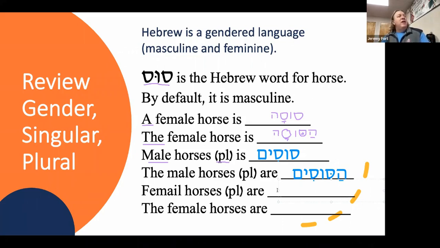All right. If I wanted to do female horses, plural, what would that one be? Just any group of female horses. Susot. That's exactly right. And in this case, it would be the cholam vav on that one, and then a tav. Susot. That ot ending is feminine plural. The im ending, masculine plural. The ah ending, feminine singular. And the female horses would be what? Ha susot.